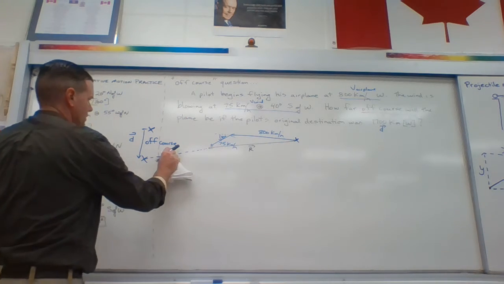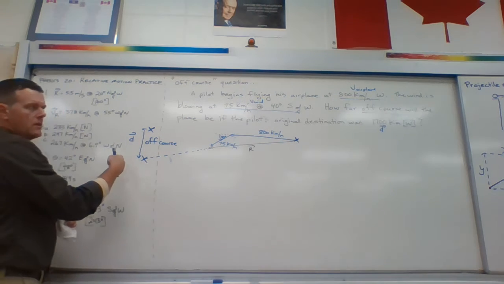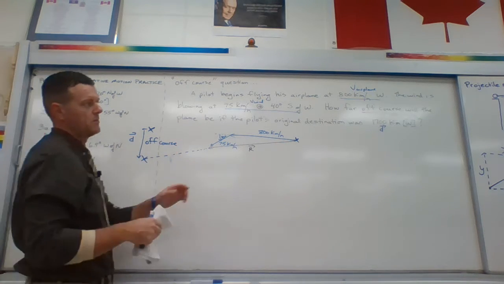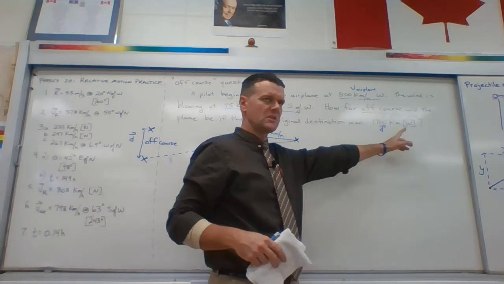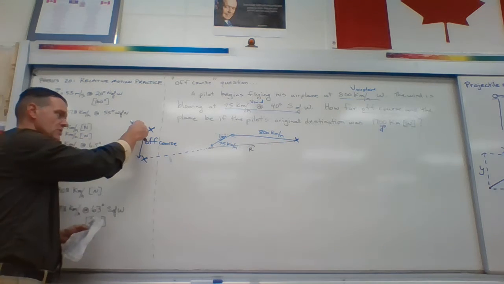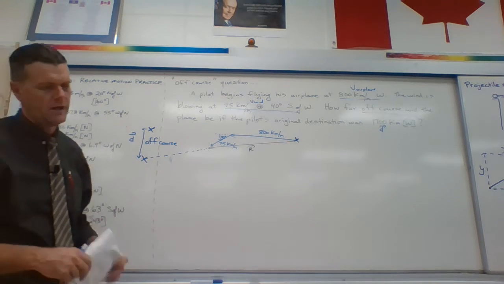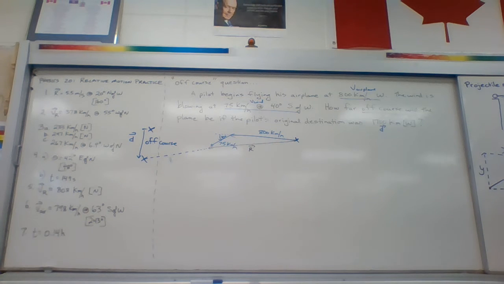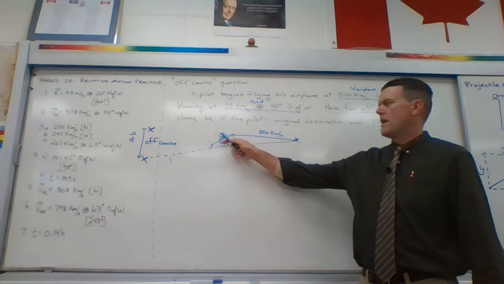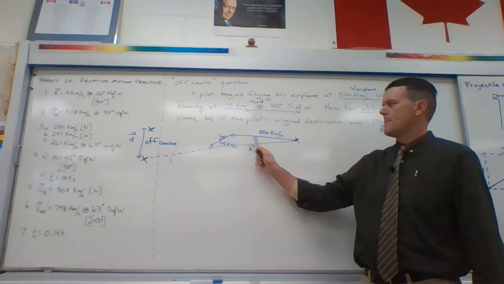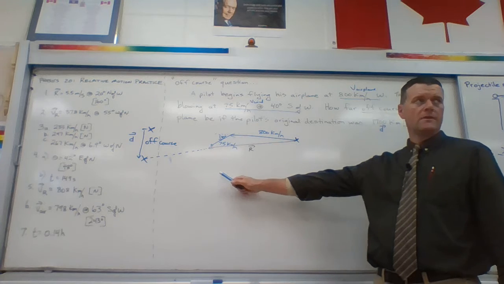So what we're saying is, when he reaches, in this case, a horizontal displacement to the west, how far away from his original target will he be? Okay. So how can we do that? Well, probably the easiest way is to actually find the components of the resultant, okay?